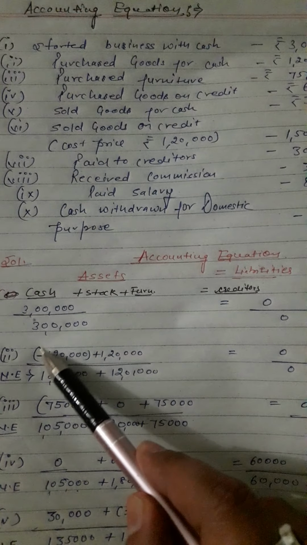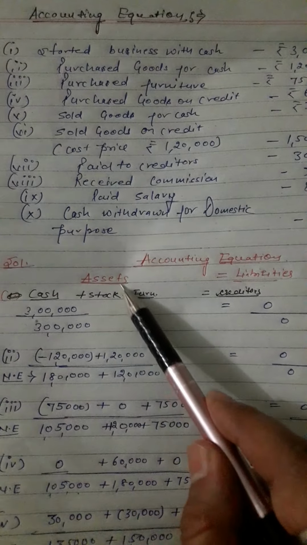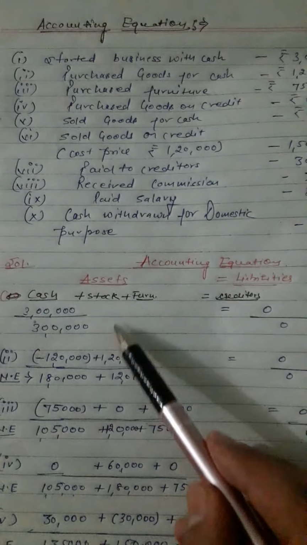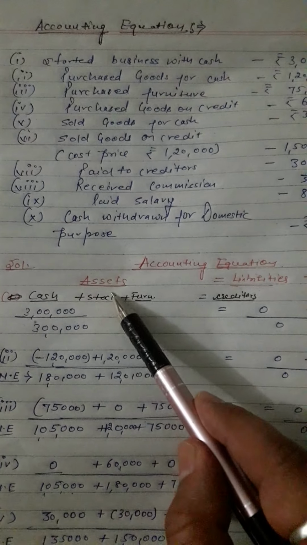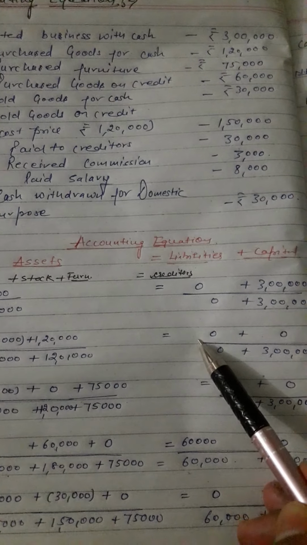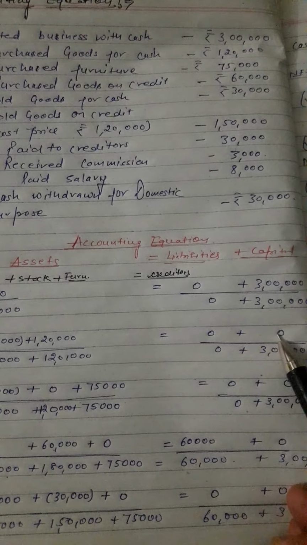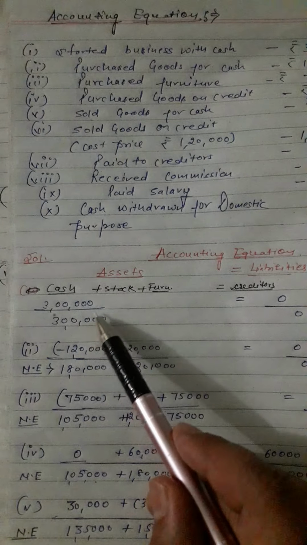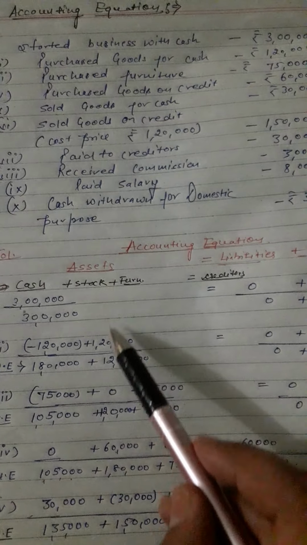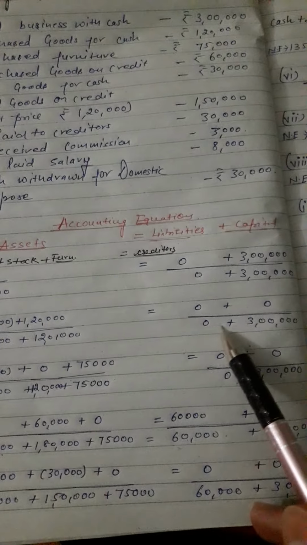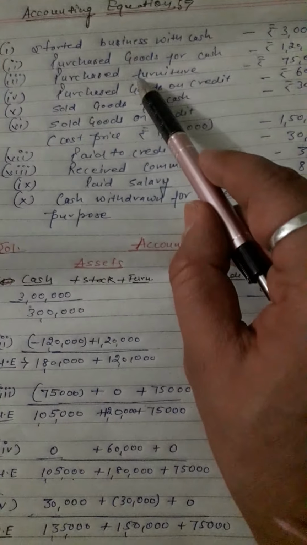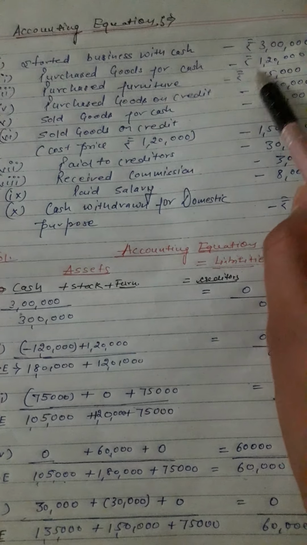Now cash will decrease and stock will increase. So write here stock because he purchased goods. So stock will increase with the same amount, 1,20,000. No impact on creditors, means liabilities, no impact on capital. So new equation will become 3 lakh less 1,20,000, it's 1,80,000. Stock 1,20,000. Creditors 0. Capital 3 lakh.